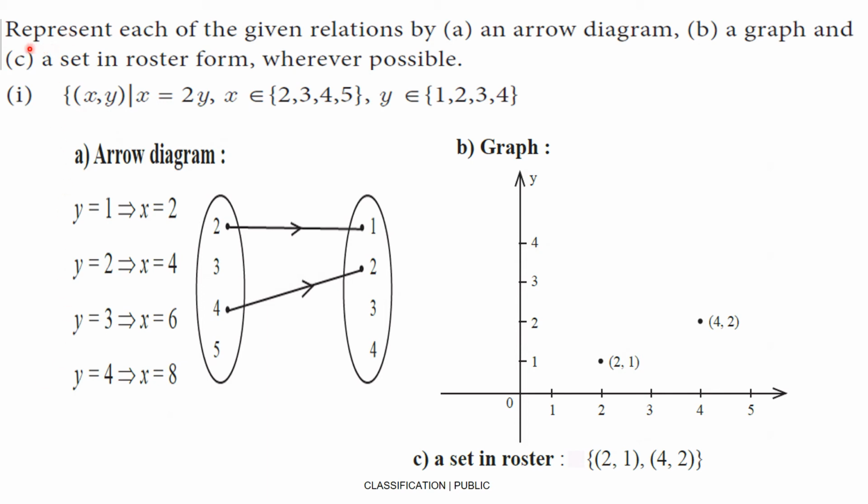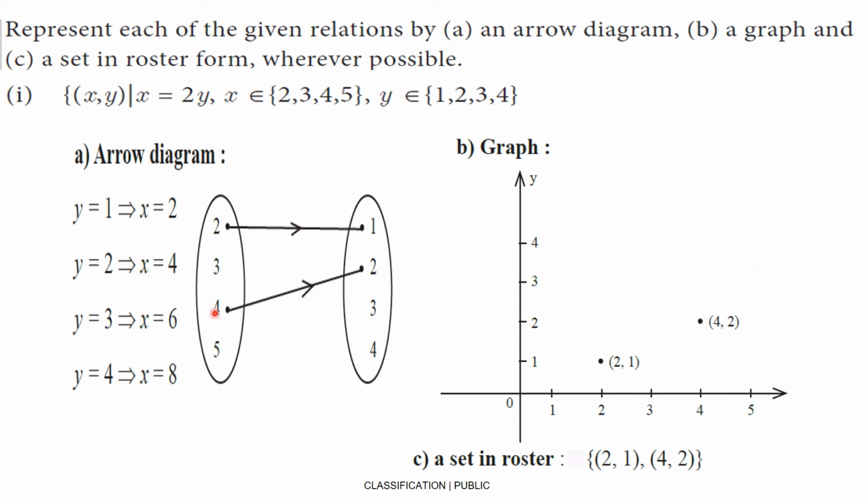Next question. Represent each of the given relations by an arrow diagram, graph and set in roster form wherever possible. So the condition is x comma y such that x equal to 2y. So x belongs to 2, 3, 4, 5 and y belongs to 1, 2, 3, 4. We have to apply this condition. Now y equal to 1 implies x equal to 2 into 1, which is 2. So related 2, 1. And next y equal to 2, 2 into 2 is 4, x equal to 4.